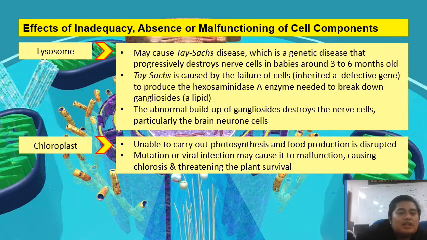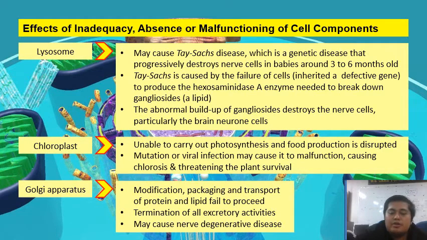Next, chloroplast. Kalau tak ada chloroplast, apa akan jadi? So, they will be unable to carry out photosynthesis and food production is disrupted. So, mutation or viral infection may cause it to malfunction, causes sclerosis and threatening of the plant survival. Kalau tak ada Golgi apparatus pula, modification, packaging and transporting of protein and lipid will fail to proceed. It also causes the termination of all excretory activities and may cause a nerve degenerative disease.